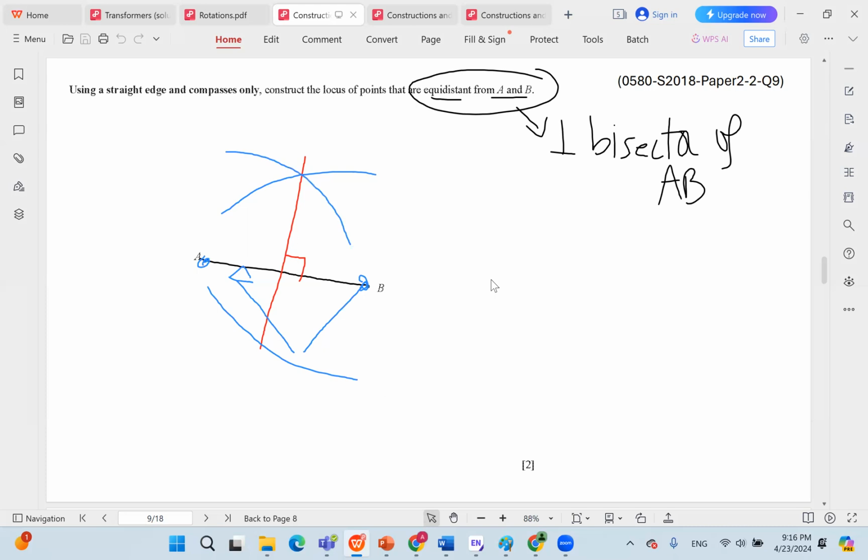Of course, in your case, you will not have the red line in advance. You will draw the arcs and then join the points of the arcs to get the actual line, which is the perpendicular bisector. I'm just limited by the fact that I'm writing on the screen, so I cannot use a compass like you would in your exam. But this is the general idea of the drawing.